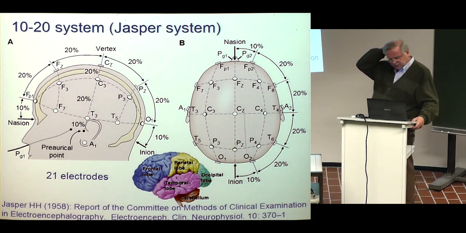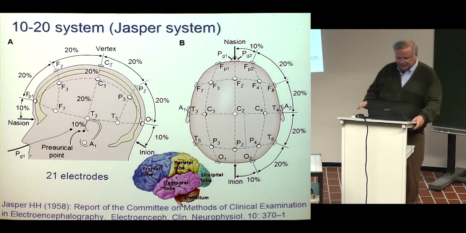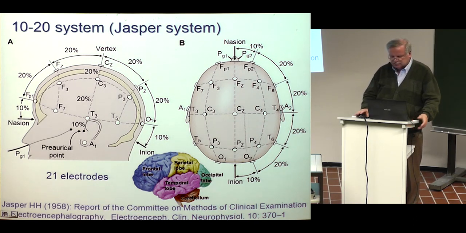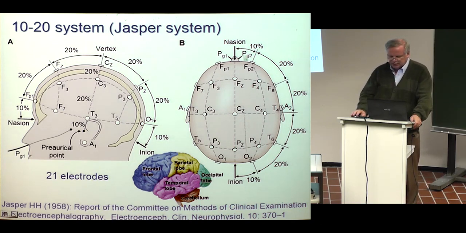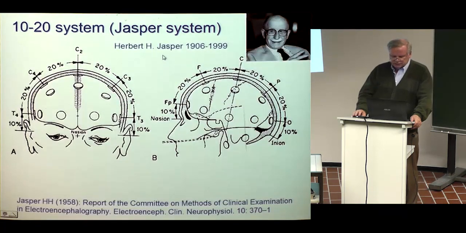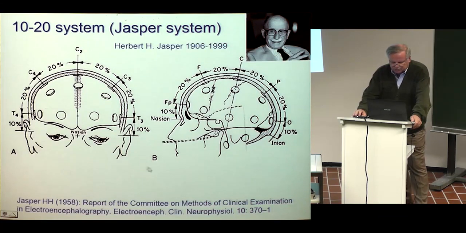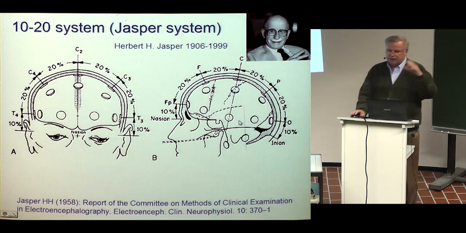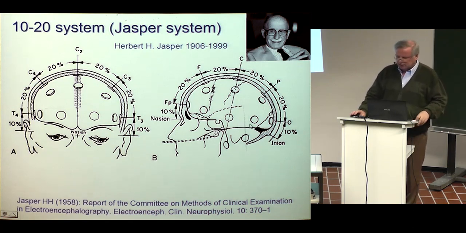This line from the nasion to inion is divided as 100%, and points are taken at 10, 20, 20, 20, 20, and 10% distances. On that line, the electrodes are placed. The same is done, 10, 20, 20, 20, 20, 10, in horizontal orientation from the level of the first electrodes. And at the cross points of these lines, the electrodes are located. This 10-20 system was standardized by a committee headed by Herbert Jasper, and that was taken as a standard. This is the picture produced by the committee. You find this picture in every basic electroencephalography textbook. It has a lot of historical importance.